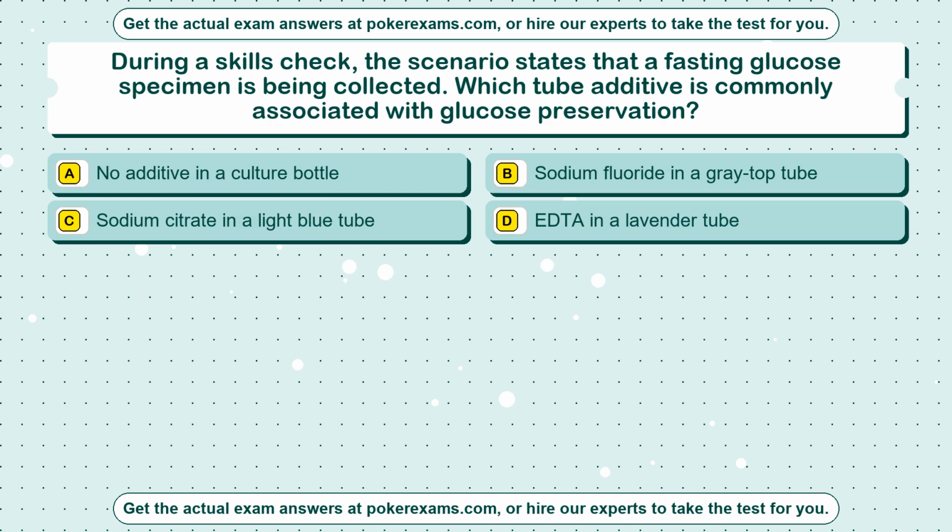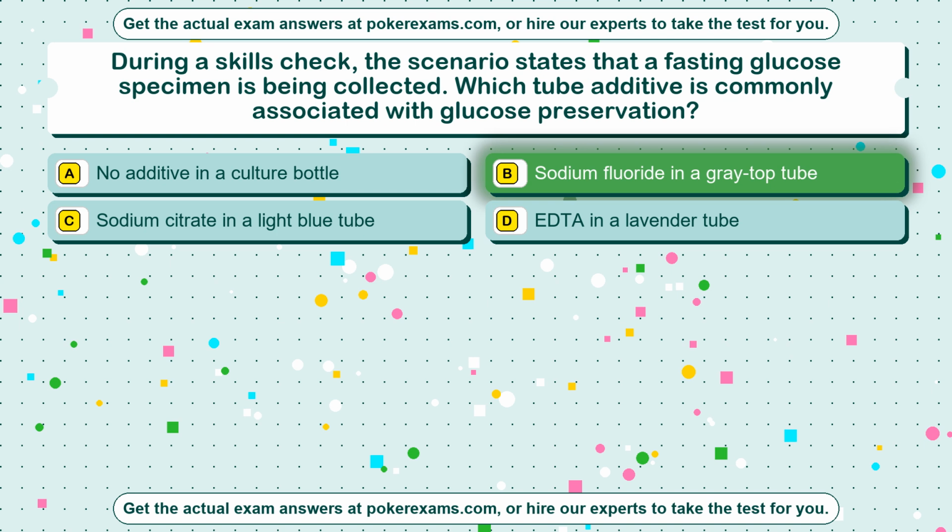Question 22. During a skills check, the scenario states that a fasting glucose specimen is being collected. Which tube additive is commonly associated with glucose preservation? Option A, no additive in a culture bottle. Option B, sodium fluoride in a gray top tube. Option C, sodium citrate in a light blue tube. Option D, EDTA in a lavender tube. The correct answer is option B, sodium fluoride in a gray top tube.